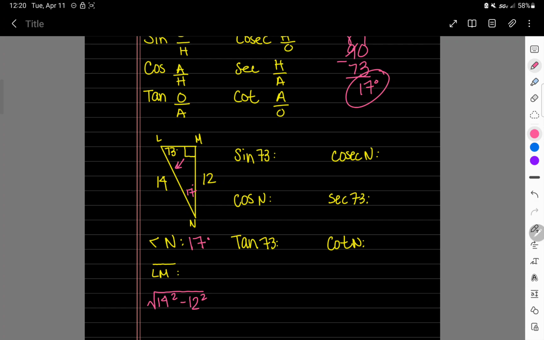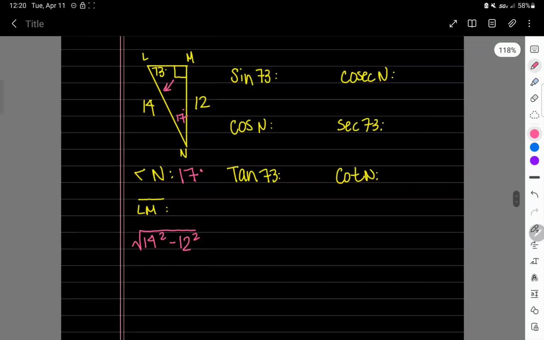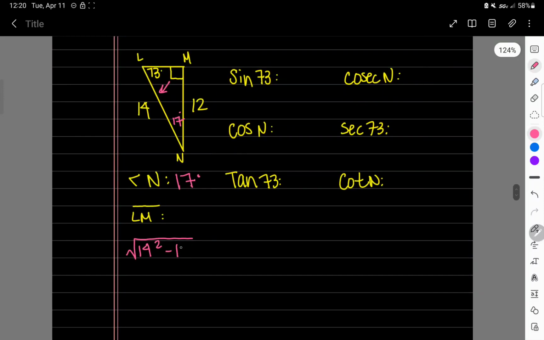I'll go back up in a second. So 14 squared is 196. 12 squared is 144. So remember that we're doing 14 times 14, 12 times 12, not 12 times 2, not 14 times 2. 196 minus 144 is 52, square root of 52.